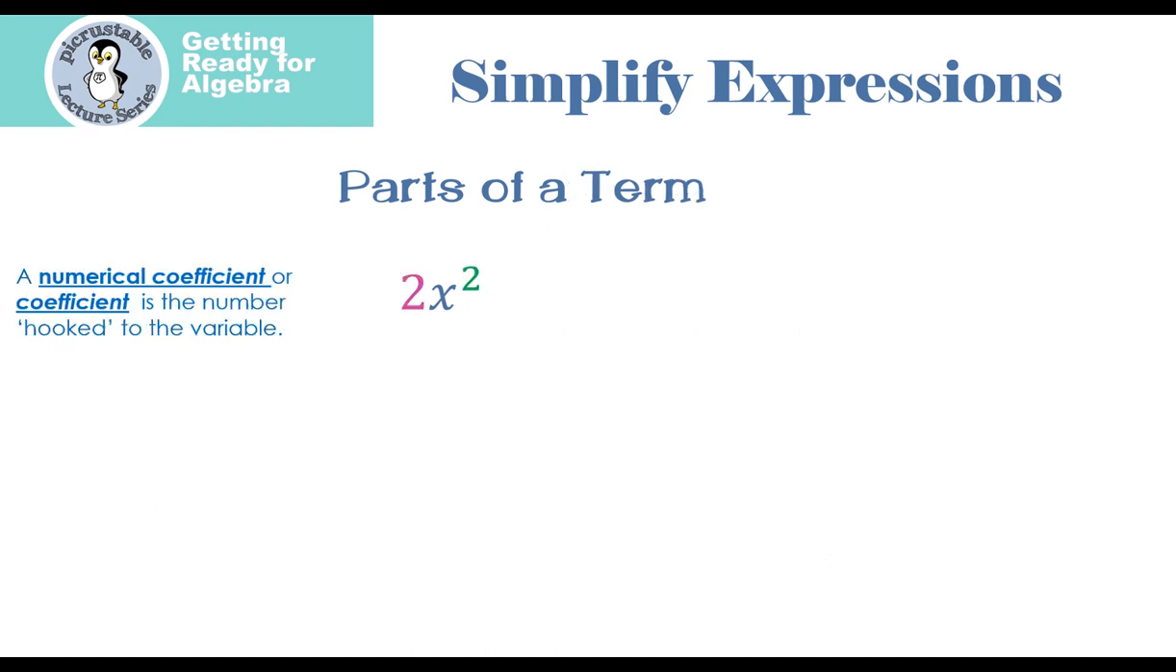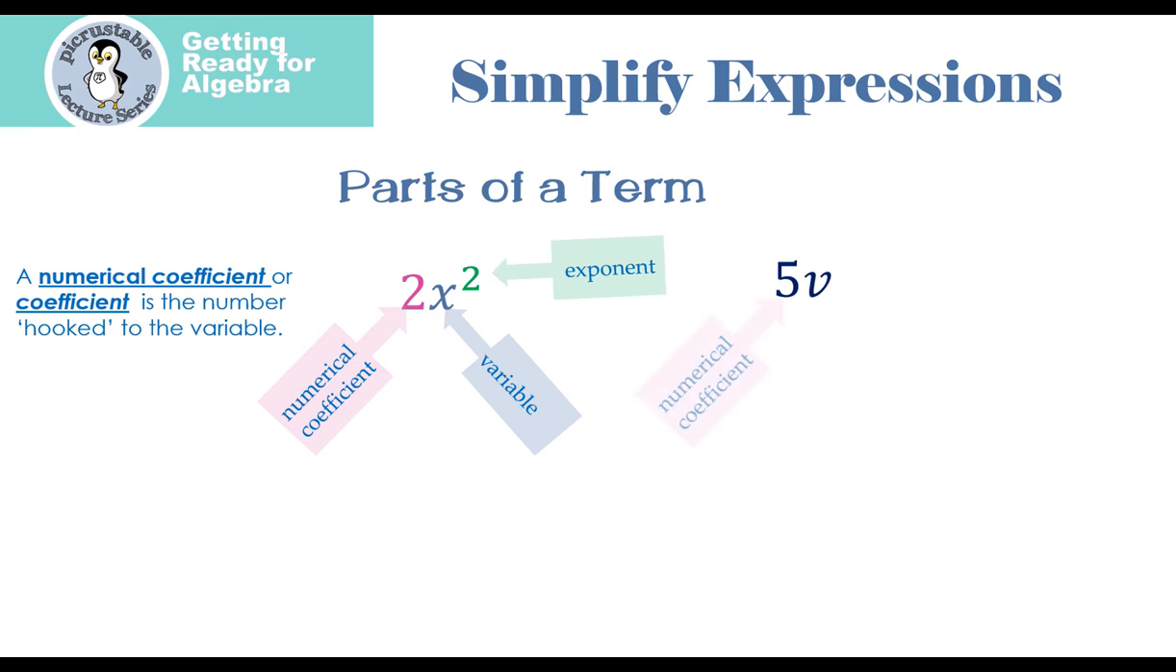Parts of a term. Yep, in math we like to name everything. A numerical coefficient, or coefficient, is the number hooked to the variable. In this case, 2 is the numerical coefficient. X is the variable, and of course 2, the exponent. Let's look at 5v. 5 is the numerical coefficient, and v is the variable. Let's look at 7. Well, this is just a constant. It doesn't have a variable, so it's not a numerical coefficient. It's just a constant.